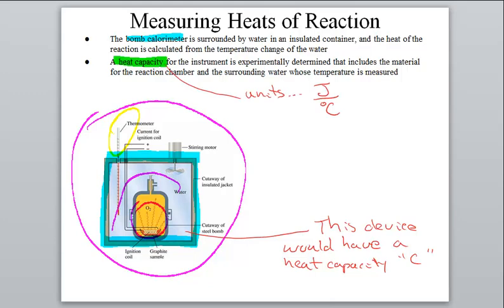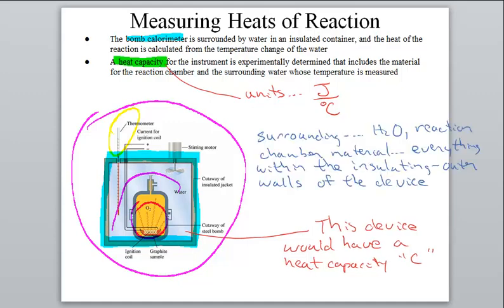The surrounding material would be a combination of different things, but water would be part of it. The metal that's part of the reaction vessel that's surrounded by the water, that thermometer that's in there, all the material that's in that device that's surrounding the system and within the insulating walls of the exterior of the device. And the heat flow, the Q of the surroundings, would be the heat capacity C times the temperature change.